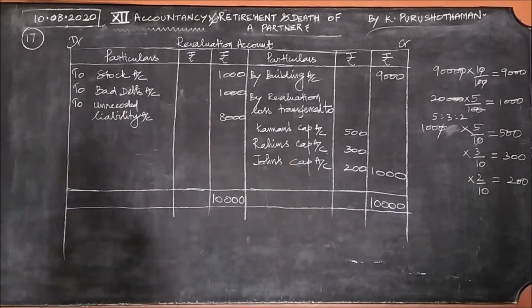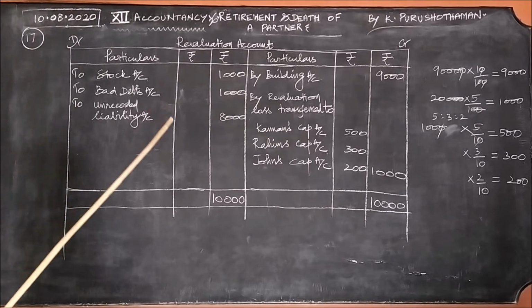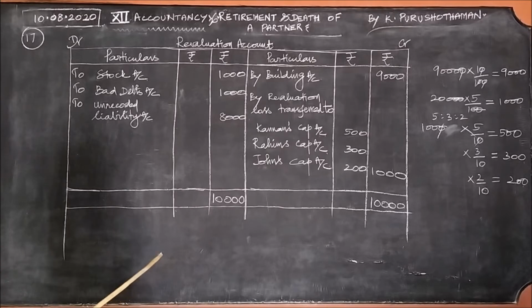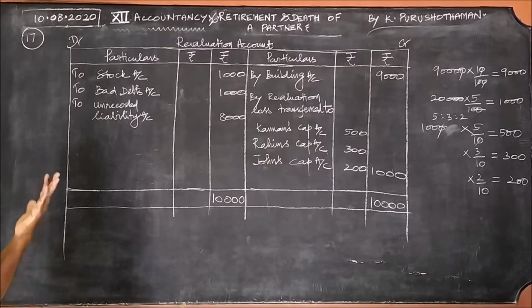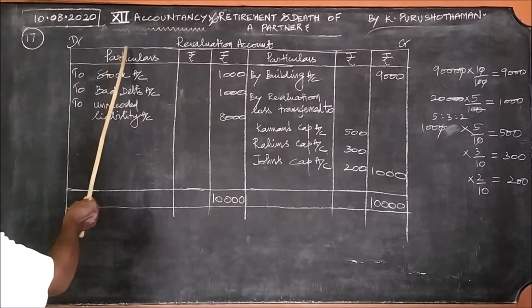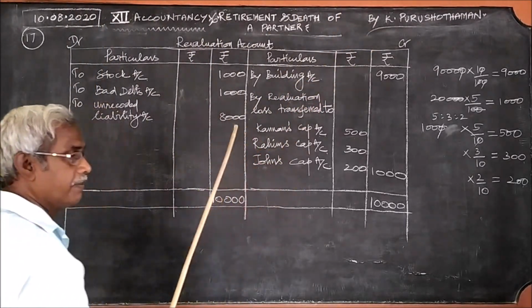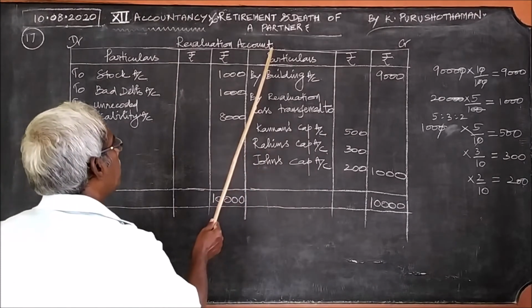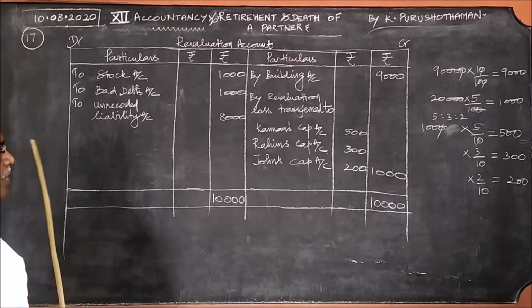Once again, I repeat, what is the revaluation account? The revaluation account is a part of this preparation. Under this question, there are 3 parts. One is the revaluation account, second one capital account, third one balance sheet after retirement. So, the first part, revaluation account. Revaluation account is a ledger line. Here, this is the format. So, revaluation account, debtor, creditor, we write the profit item on the credit side and loss items on the debit side.